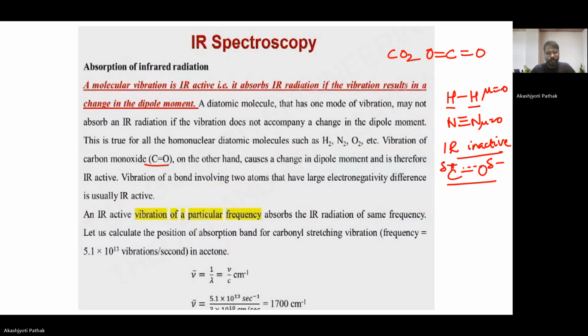Now, an IR active vibration of a particular frequency absorbs IR radiation of the same frequency. These molecular vibrations that we were talking about, like bending and stretching, are associated with a particular energy. Whenever this energy is equal to the energy provided by the IR radiation, the molecule will absorb that particular IR radiation and get excited to higher vibrational energy levels. Now let us calculate the position of an absorption band.